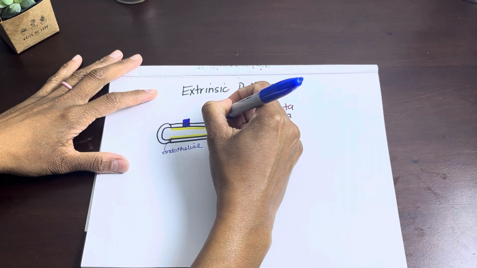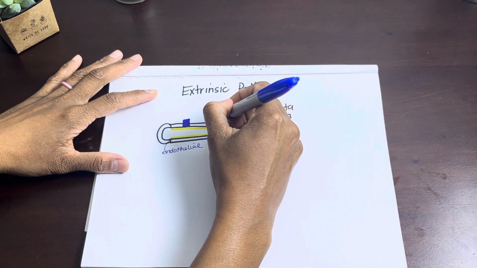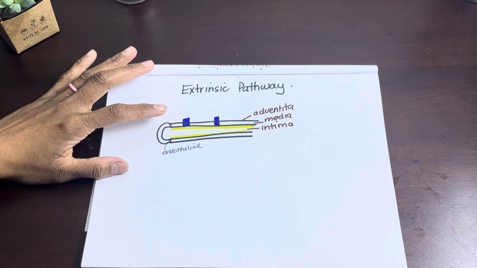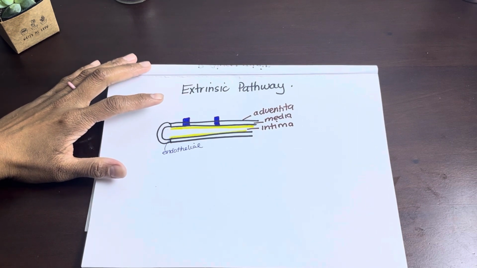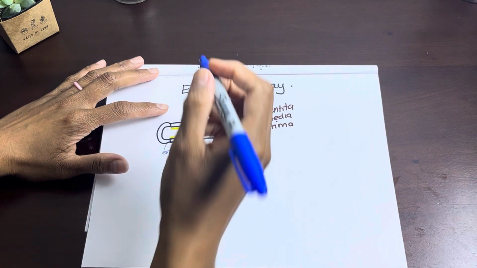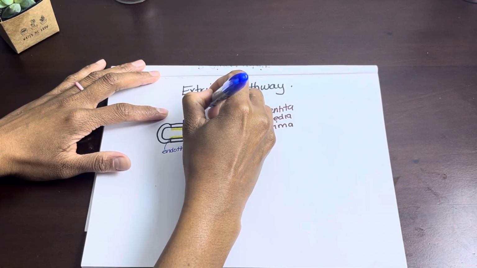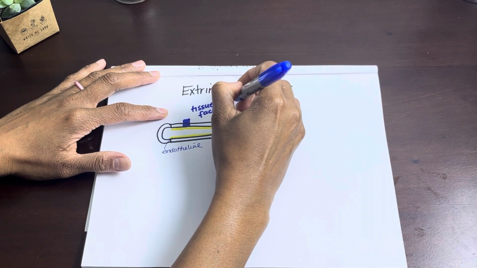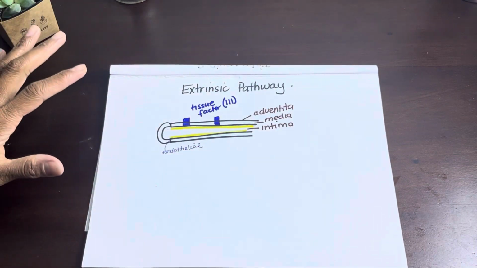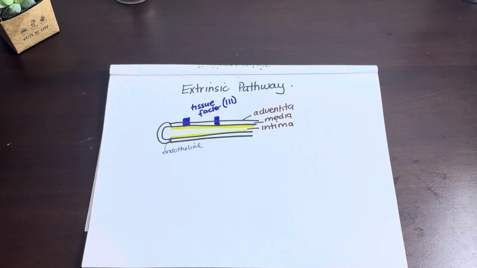We know that cell membranes are filled with membrane proteins that serve various purposes. For the extrinsic pathway, we're going to focus on what is called tissue factor. So tissue factor is a transmembrane protein. It is also called factor 3. So we'll be dealing with a lot of clotting factors in the coagulation cascade. So for the extrinsic pathway, we're looking at the tissue factor or factor 3.